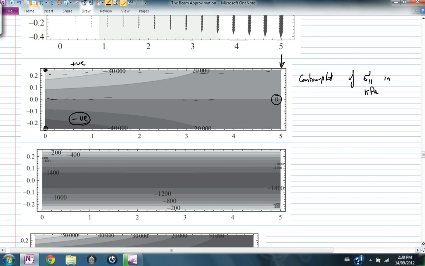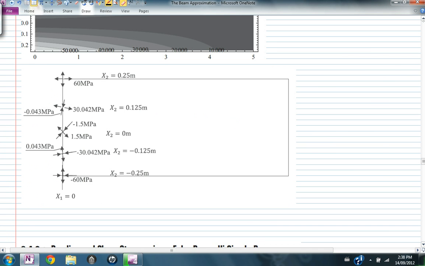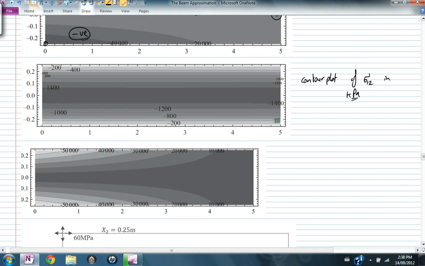When you look at the contour plot of sigma 1, 2 in kPa, you find that this shear stress is actually very small. The shear stress is 0 at the top, 0 at the bottom, and increases with this shape. And in the middle here, it's around or over about 1400 kPa.